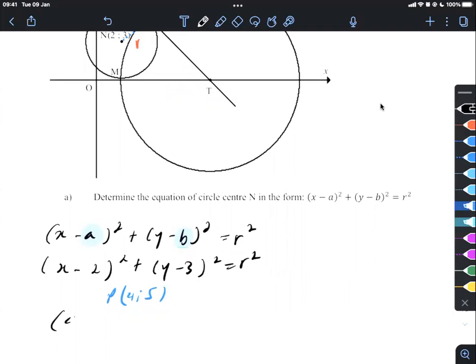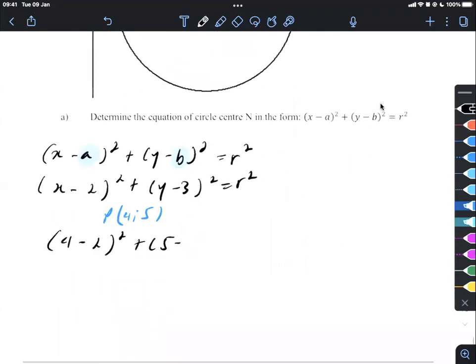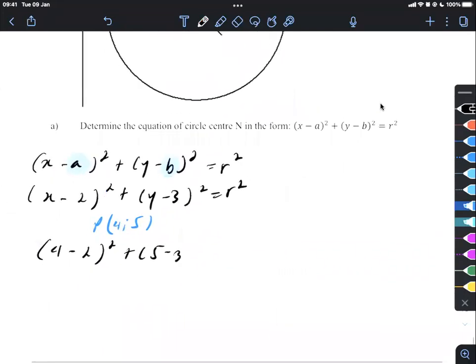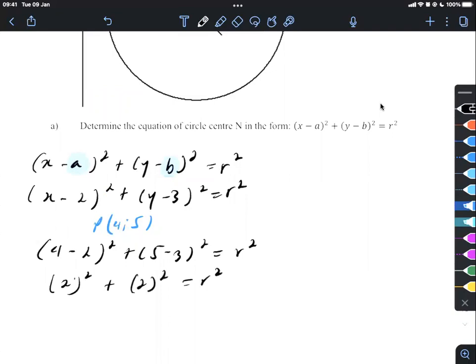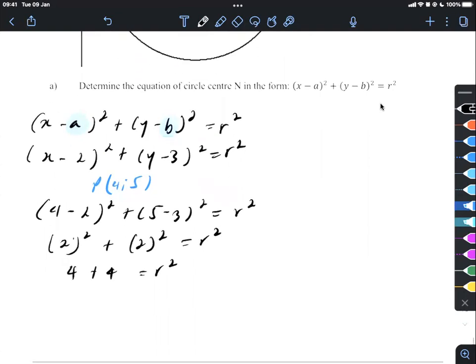So the x is going to be a 4. Then we subtract a 2. The y is a 5. Equals r squared, and then 4 minus 2 is a 2, and then I'm going to square that, and 5 minus 3, that will be again a 2. 2 squared and 2 squared, that will be 4 plus 4, which is r squared. So r squared is going to be an 8.